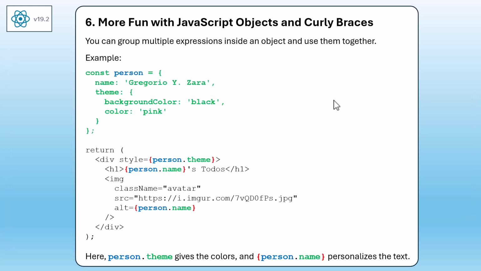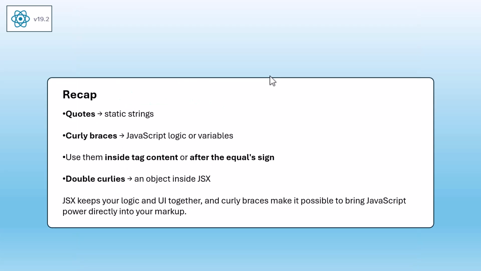6. More fun with JavaScript objects and curly braces. You can make your JSX cleaner by grouping related data inside a single JavaScript object and then referencing that object's properties wherever you need them. This approach keeps your code organized and avoids having many separate variables. By grouping values like names, themes, or configurations into one object, you make your component easier to manage and update. When you reference these values in JSX using curly braces, React reads them directly from the object and updates the interface accordingly.